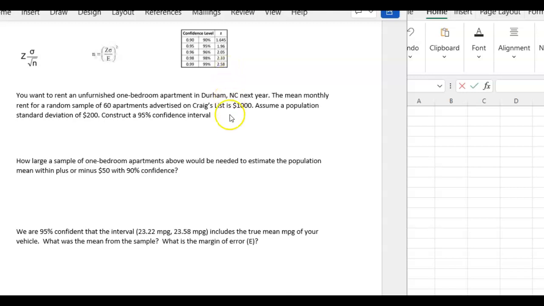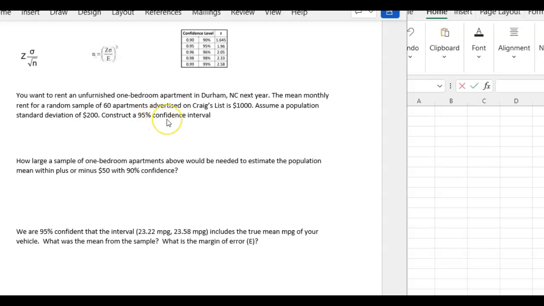You want to rent an unfurnished one-bedroom apartment in Durham, North Carolina next year. The mean monthly rent for a random sample of 60 apartments, there's my sample size, advertised on Craigslist is $1,000. That's the mean price for a one-bedroom apartment. Assume a population standard deviation of $200. Construct a 95% confidence interval.